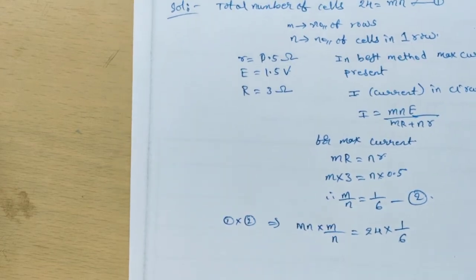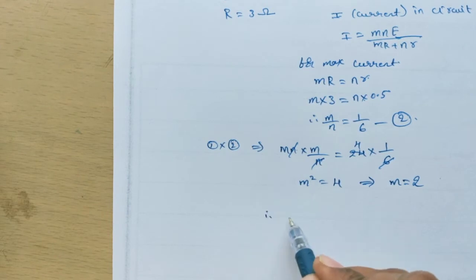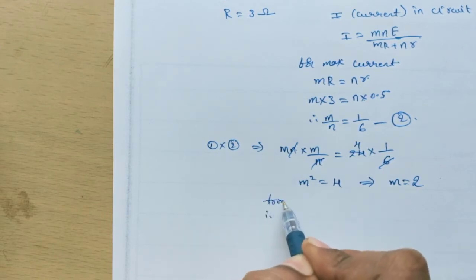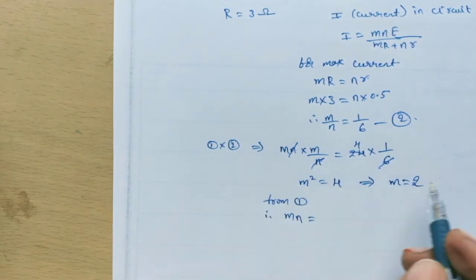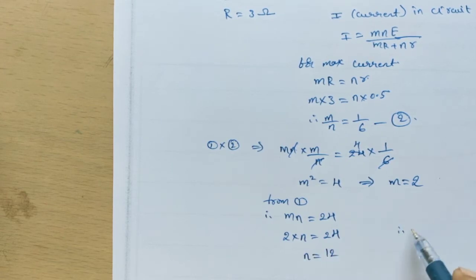So students, here observe n cancels, and m square value is equal to, this is how many times cancelled? 4 times, m square value is equal to 4, implies m is equal to 2. So from equation 1, mn is equal to 24, m value is already 2, so n is equal to 12. Therefore m value is equal to 2 and n value is equal to 12.